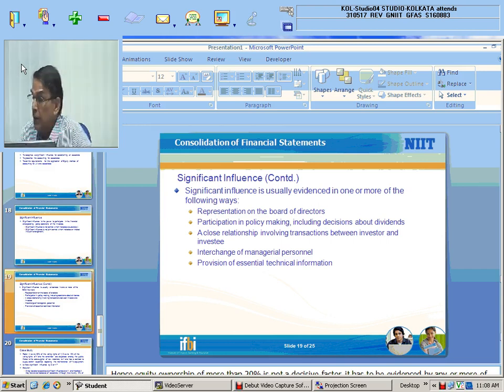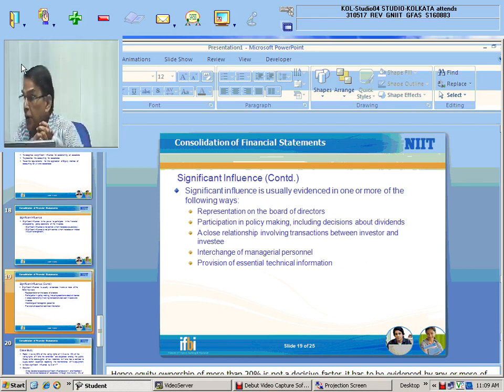Sometimes significant influence can also be evidenced through a close relationship involving transactions between investor and investee, which could also be through interchange of managerial personnel. That means managerial personnel of A can be transferred to the company B and can work there, or vice versa. Or provision of essential technical information to be provided by A to B. So if there is provision of essential technical information that A will supply to B, that can also evidence a significant influence. So significant influence can be evidenced in different ways. Equity ownership of more than 20% is not the only decisive factor. So there can be other indicators through which significant influence can be evidenced.